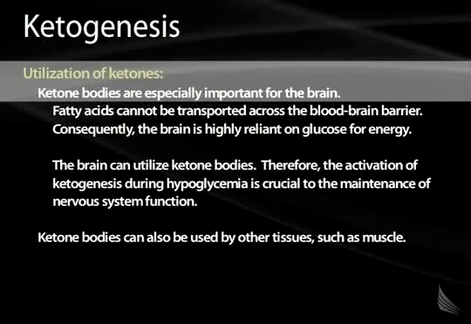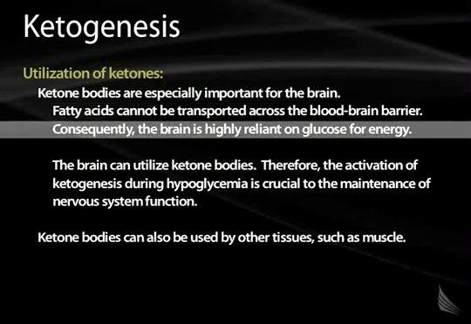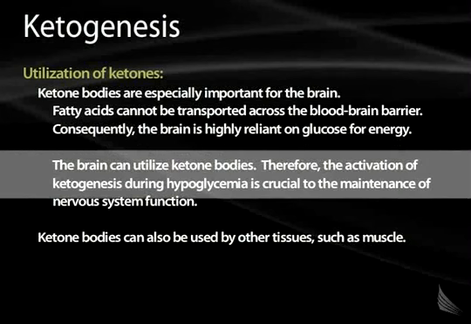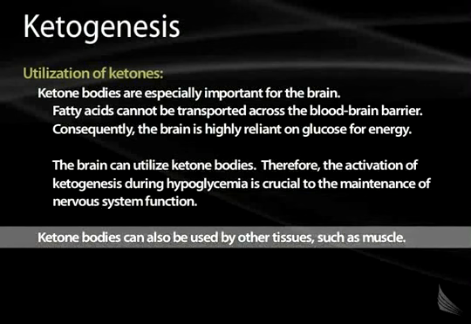These ketone bodies are especially important for the brain. The fatty acids cannot be transported across the blood-brain barrier. Consequently, the brain is almost entirely reliant upon glucose for energy. So in the fasted state, when glucose levels are low, the brain needs some other source of energy, and it can get that from ketone bodies. Therefore, the activation of ketogenesis during hypoglycemia is really important for the maintenance of nervous system function. Ketone bodies can also be used by other tissues such as muscle, but the predominant role is in providing energy to the brain.